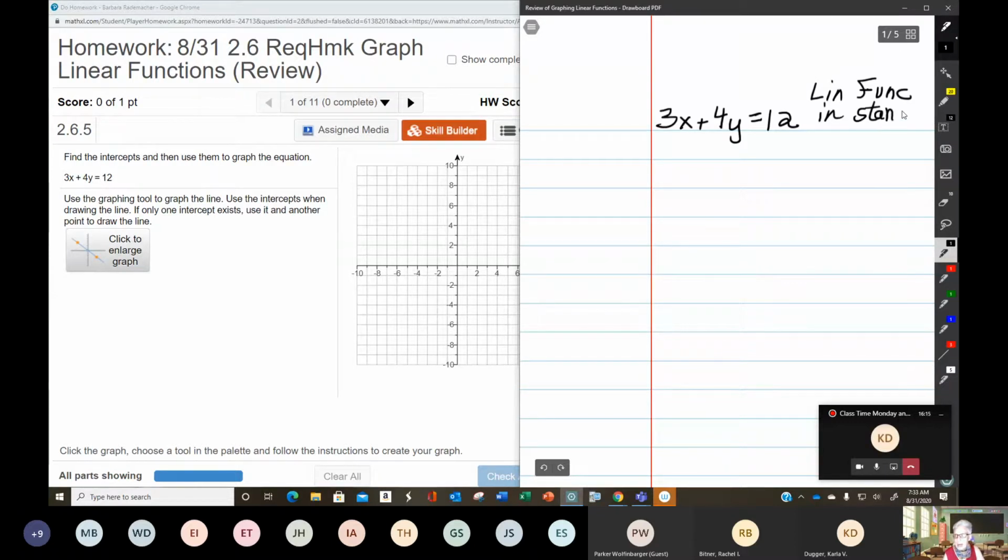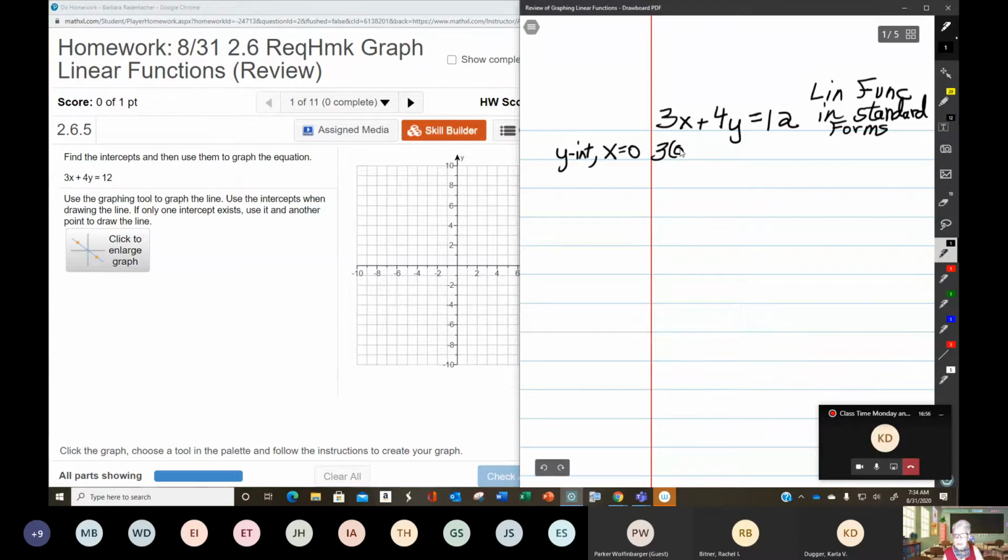Now, why does that matter? Well, it just so happens that it's much easier to find intercepts when you've got a line in standard form. This is why. If I let x equal 0, that's going to give me the y-intercept. So if I want the y-intercept, I have to let x equal 0. So I'm going to let x equal 0.